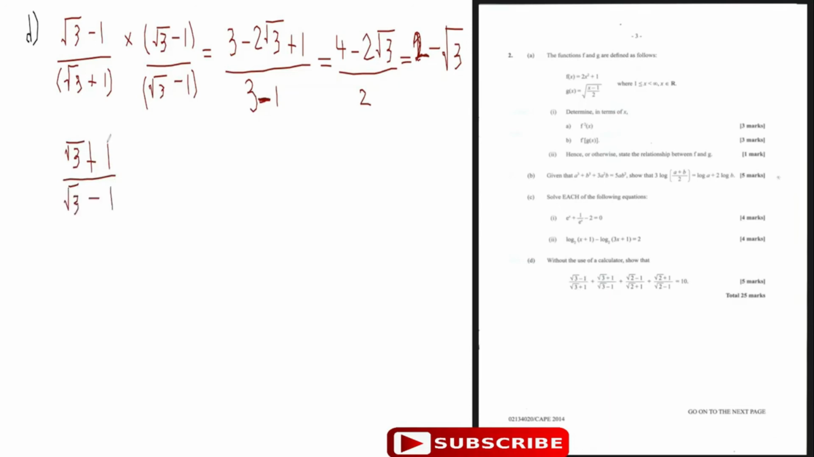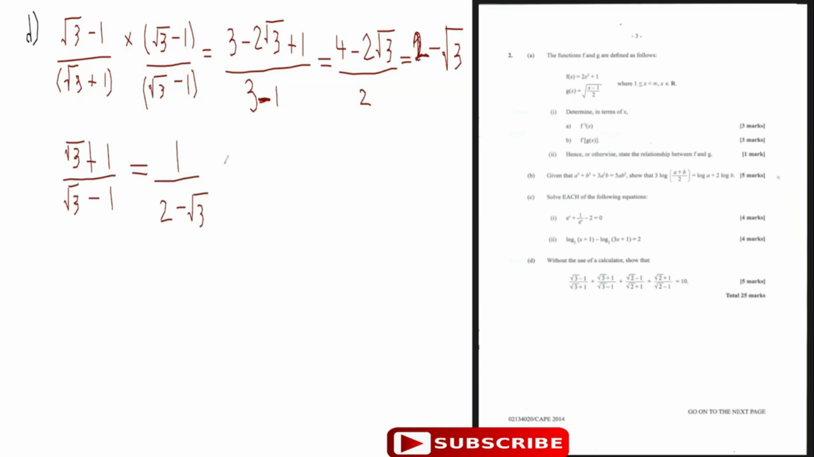Now I realize that all of this is just the inverse of this. Notice that root 3 plus 1 over root 3 minus 1, that's just the inverse of this. So I could actually just write that this is going to be 1 over 2 minus root 3. Can you see that? Think of it: if this was A and this was B, this is A over B, and this would just be B over A. So this must be equal to 1 over 2 minus root 3.